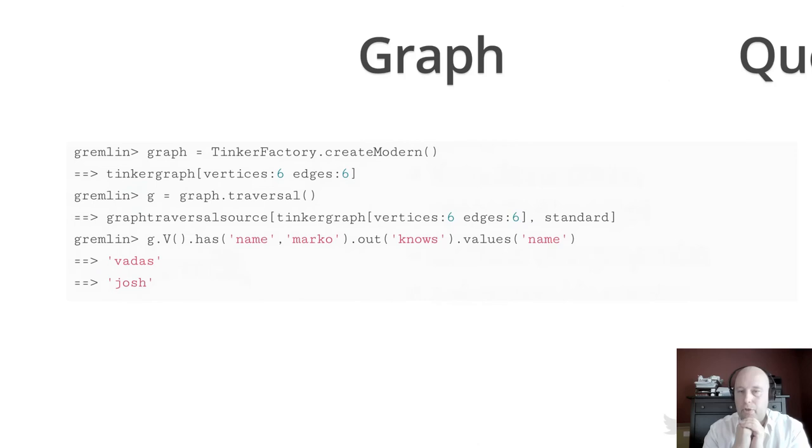But then on the bottom, there you can see this query where we query for a vertex, which is a node, where the name property is Marco, and then there is an out edge, so he knows some other people, and we want to output their name. In this case it finds two other people that Marco knows, Vadas and Josh. So this was a very simple graph query.